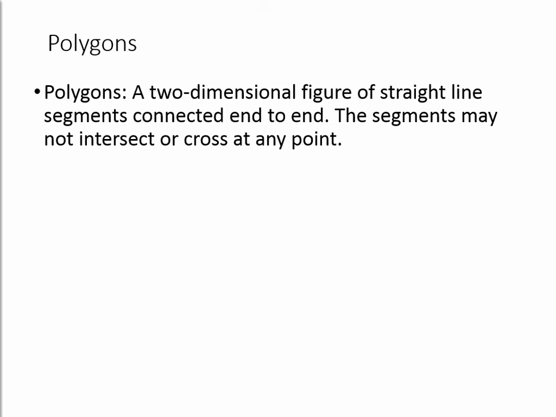Alright, so a polygon is a two-dimensional figure of straight line segments connected end to end, and the segments may not intersect or cross at any point. So they cannot cross. Segments only, connected end to end, so it's not open, and they cannot cross at any point. So here on my board, this one is a polygon. They're connected from end to end. But if I was to draw a little star, that's not a polygon because my segments are crossing.